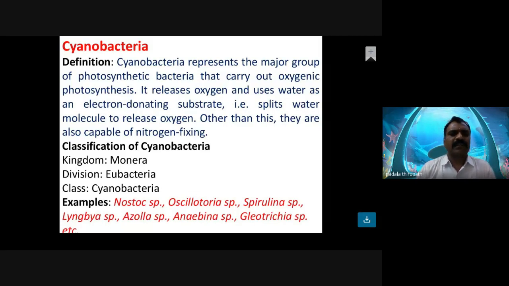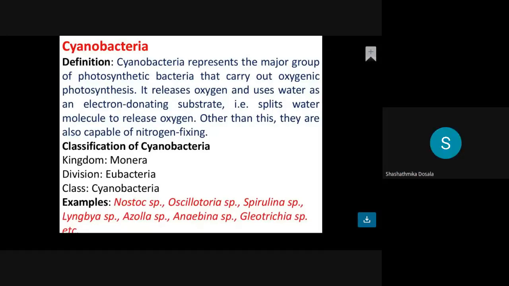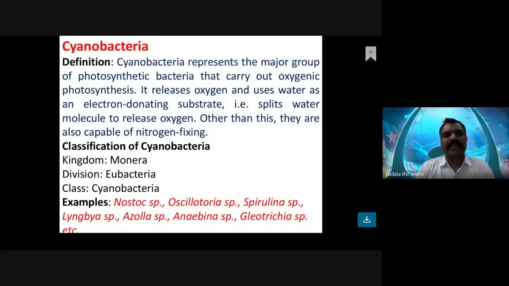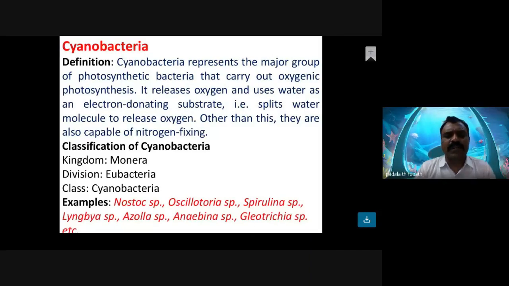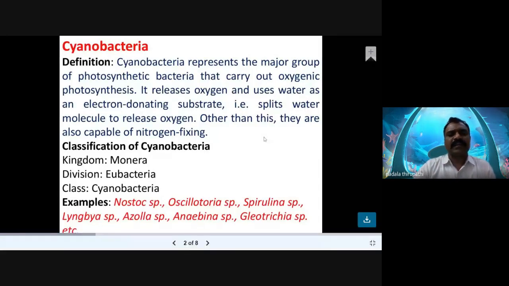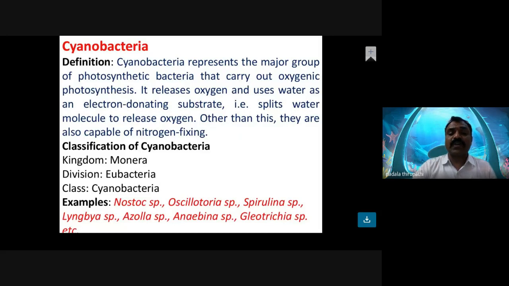Anybody can repeat: cyanobacteria, we can also call Cyanophyceae, Myxophyceae, blue-green algae, that is BGA. Compared to other algae, blue-green algae belongs to a prokaryotic living organism. Actually, all the algal organisms mainly belong to eukaryotic organisms, but our blue-green algae, cyanobacteria, belongs to prokaryotic organisms.